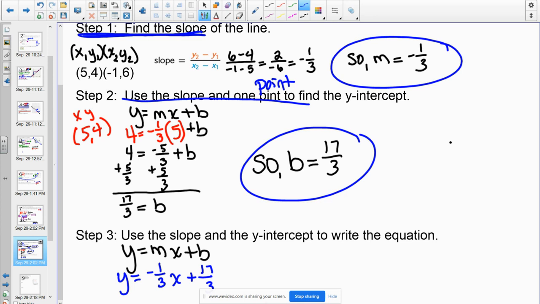So the last step is just to plug them in as is. The slope is -1/3. The y-intercept is 17/3, and then the x and y just pull down. So here is the equation that would go through those 2 points. If I took this equation and put it on a graph, you would see the 2 points it crosses through, and then you could see the infinite number of points it crosses through.